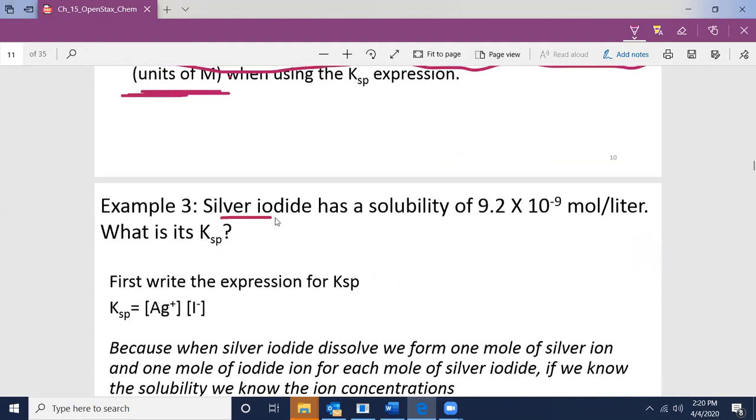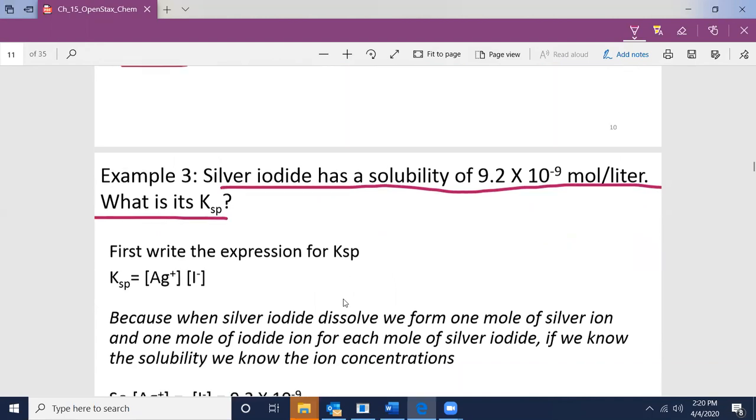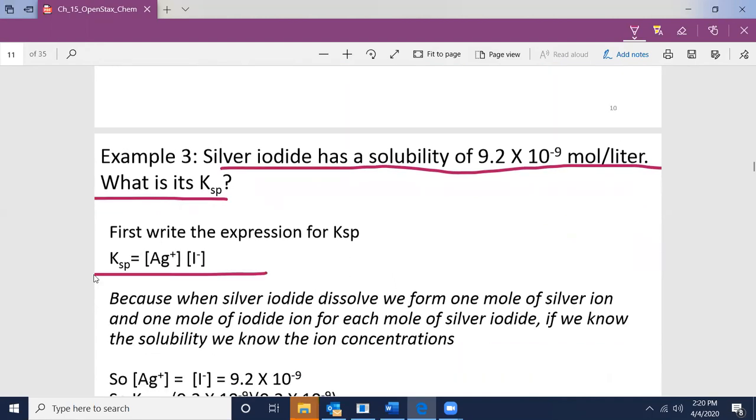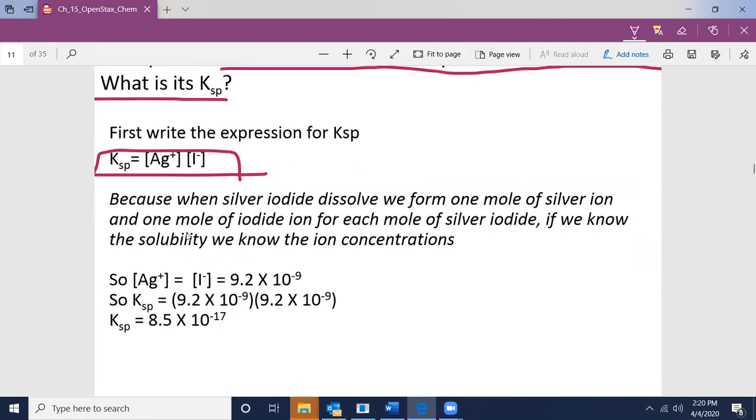So if we talk about silver iodide, it has a solubility of 9.2 times 10 to the power minus 9 moles per liter. What is going to be its KSP? What does that mean? First, write the expression of the KSP. This is going to be the KSP expression for silver iodide. We already know silver ions are going to be there and iodide ions are going to be there.